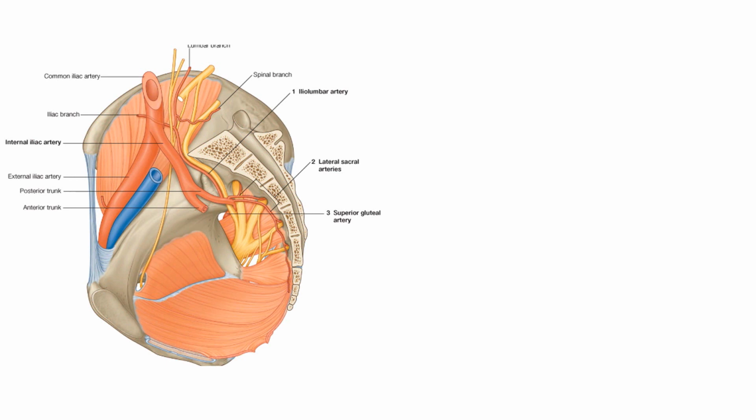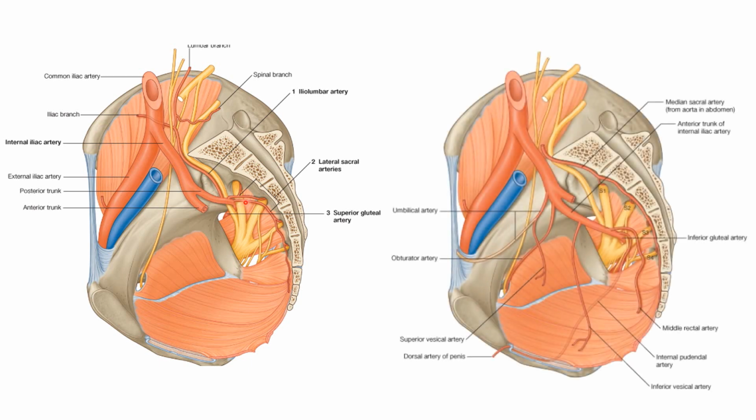This picture shows sagittal section of pelvis. This is pubic symphysis. This is sacrum. This is common iliac artery, external iliac artery, and internal iliac artery. Internal iliac artery supplies the structures in the pelvis. It has anterior division and posterior division. Posterior division or posterior trunk is the one which is having branch, that is superior gluteal artery.